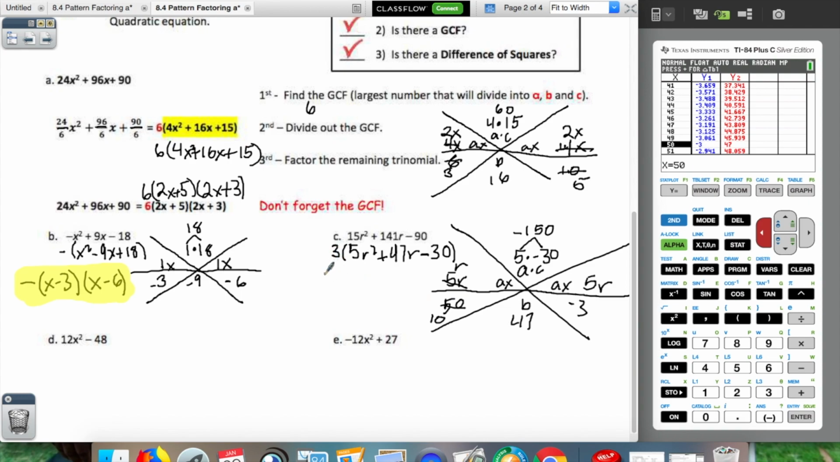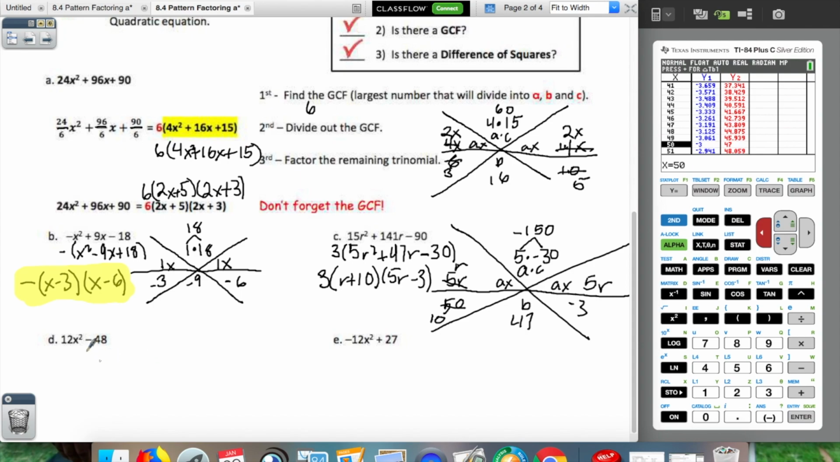Bring down your GCF. What was it? 3. And then we'll write out our two binomials. So we have r plus 10 and 5r minus 3. And there you go. So, now that we've done those, let's check out our last two. We are almost done with this video.